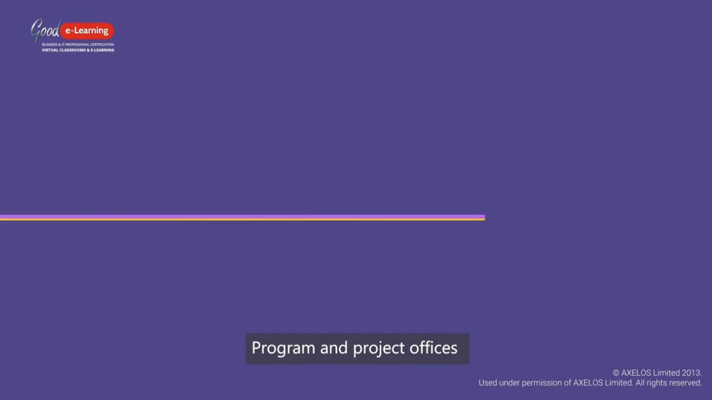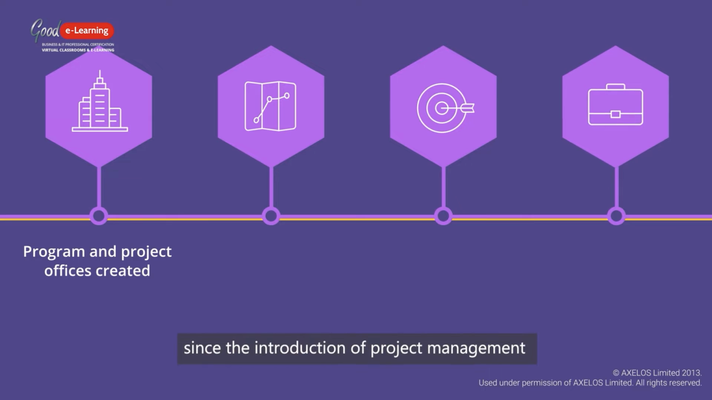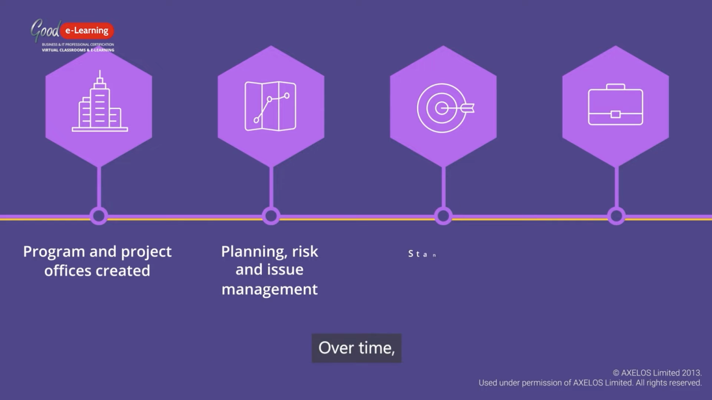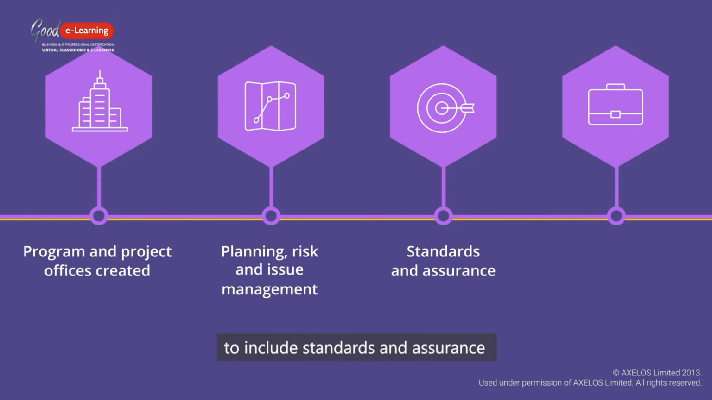Program and project offices have been in existence in some form since the introduction of project management as a disciplined approach to managing change. Traditionally, these offices managed project and program planning, risk management, issue management, change control and administration, and reported directly to the program or project manager. Over time, the remit expanded to include standards and assurance for these disciplines, and additional reporting lines were introduced.